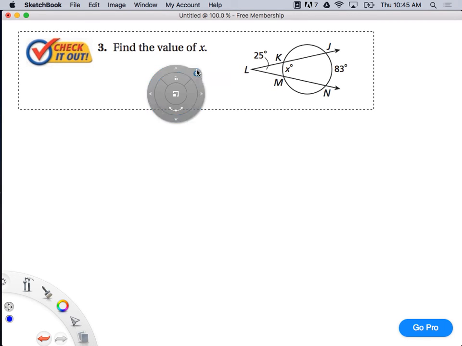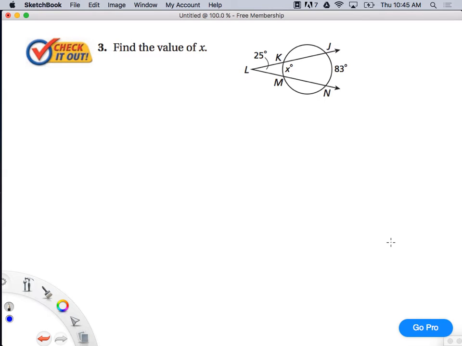All right. Find the value of x. Go ahead and see if you can do that on your own.